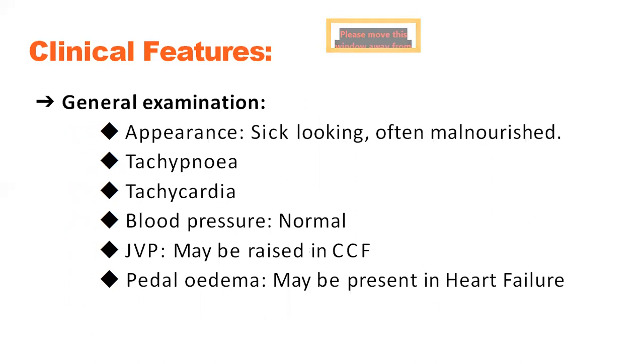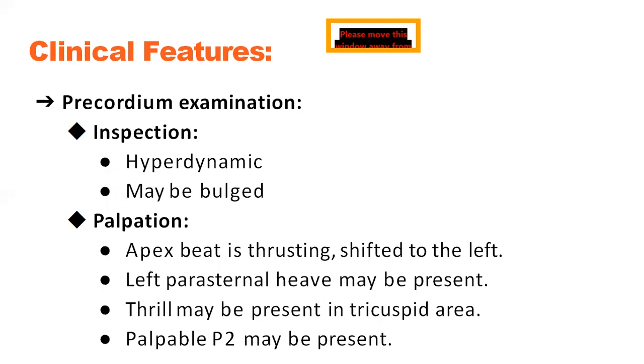In general examination, what we find is a sick looking, often malnourished child with tachypnea and tachycardia. Blood pressure is usually normal. Jugular venous pressure might be raised in cases of congestive cardiac failure, and pedal edema may be present in cases of heart failure. On precordium examination, we find hyperdynamic activity, that is the movement of blood from one side of the heart to the other, and it may be bulged. So we find a bulging.